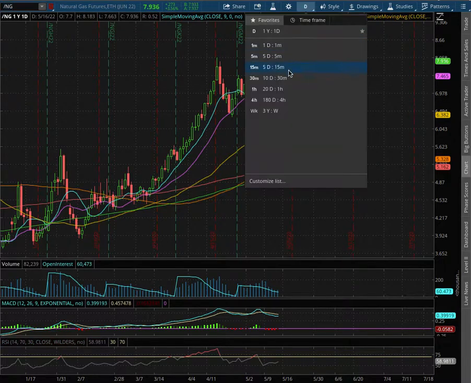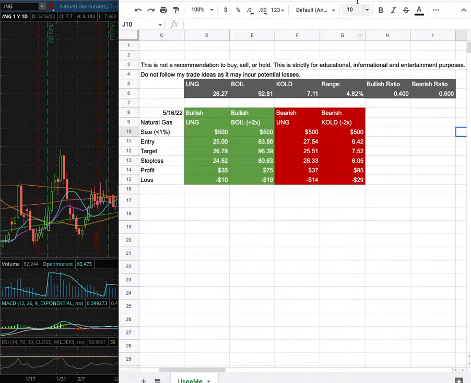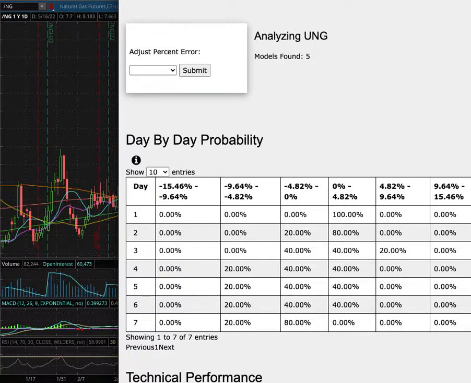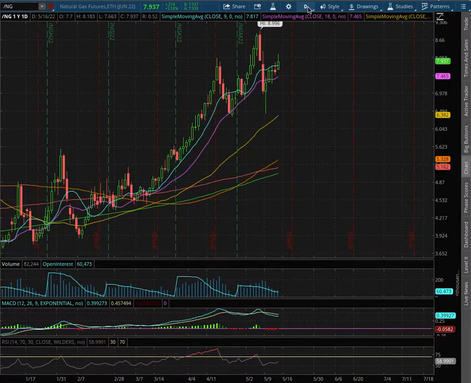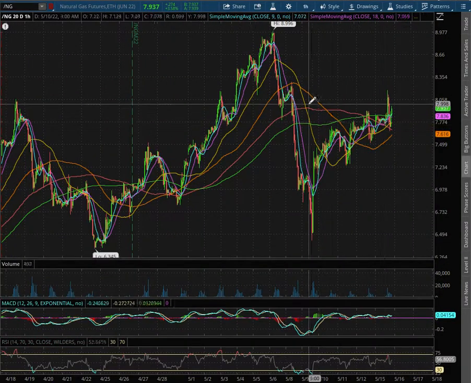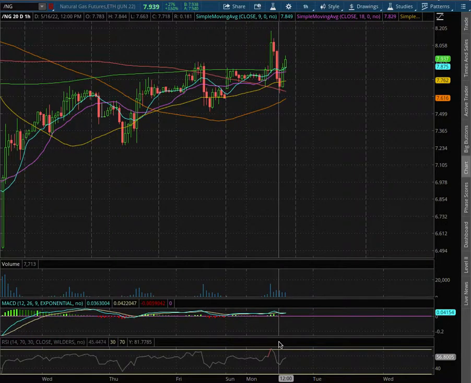Natural gas. In this video, we'll be going over my trade idea of the week and the day-by-day probability model. So let's start off with the technical analysis on the 1 hour chart. We remain in positive MACD. We're off of overbought levels with the RSI.